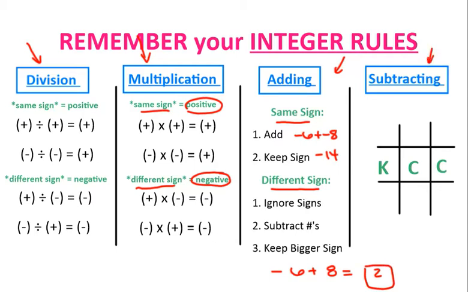Now, when you're subtracting, you're going to use keep, change, change. You don't necessarily have to use the tic-tac-toe board, but it's a good organizational tool to use. So if you have the problem -1 minus 7, you put it in the top row of the tic-tac-toe. You're going to keep the first number, which is -1. You're going to change the minus to plus, and you're going to change the +7 to a -7. Now, what you have done is you have changed your subtraction problem into an addition problem. So -1 plus -7, that same sign, add and keep, that's going to be -8.